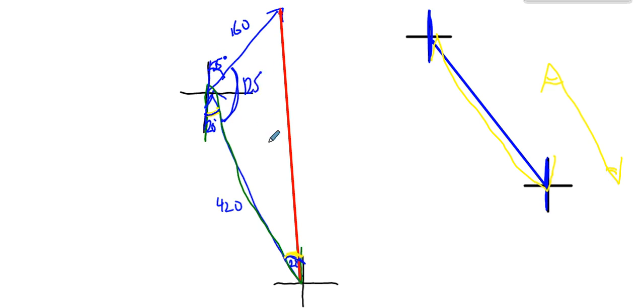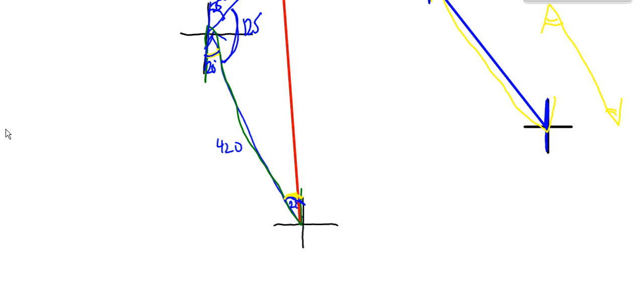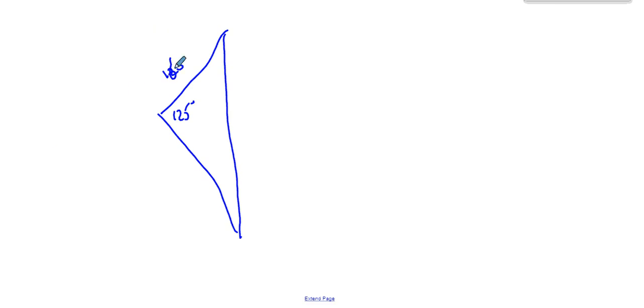So what I have, and I'm just going to keep drawing new diagrams. Don't worry, I do the same thing on the chalkboard. I draw about 4 diagrams. I have a triangle that looks like this. I've got 125 degrees right here. This is 120. This, was it 120? Sorry, or 160. You gotta get that right. Okay, it's 160. This was 420, and I want to find this.